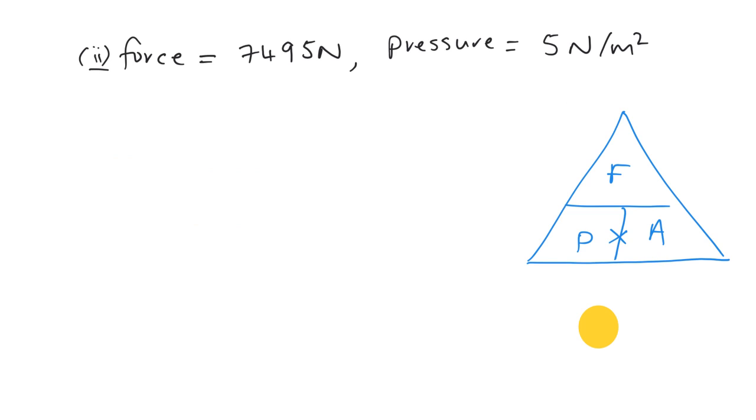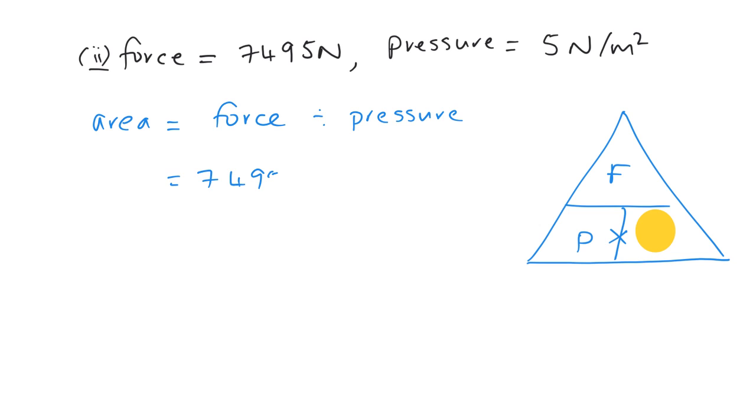And our last one then, again, we're still looking for area. And this time the force is 7,495 newtons and the pressure is 5 newtons per meter squared. So we're looking for area, so cover that over in your triangle. And we're left with F over P. So our area is force over pressure, or force divided by pressure. So that's 7,495 divided by 5. And we get 1,499. Our units, so look at our units for pressure, they're newtons per meter squared. So our area is going to be meters squared.